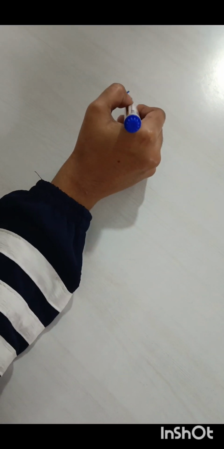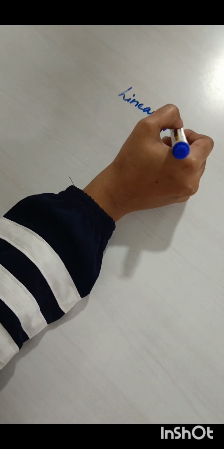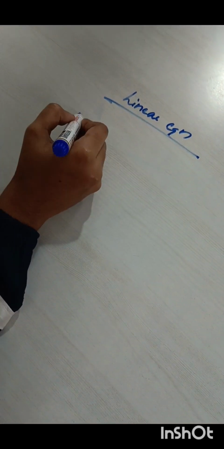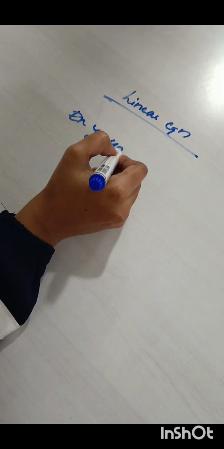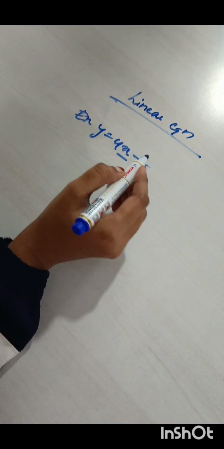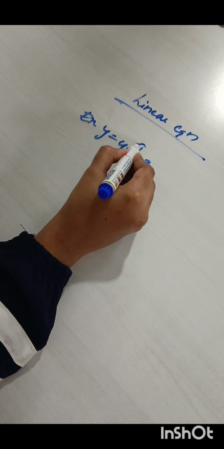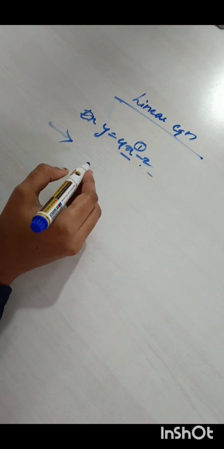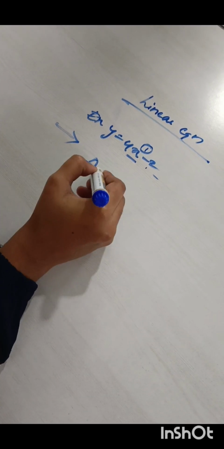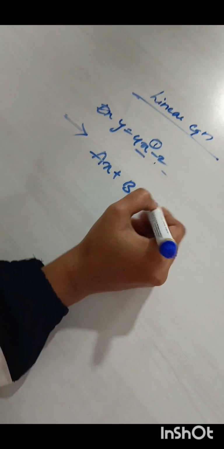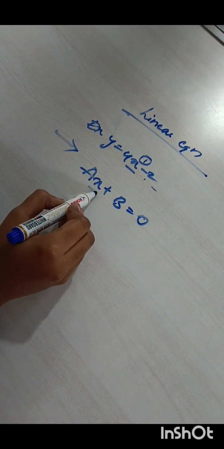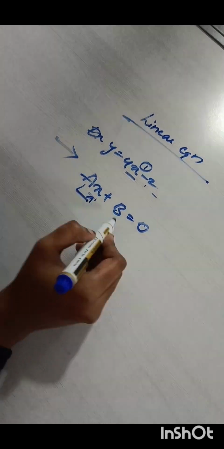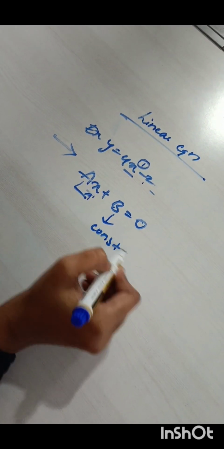Today I am going to tell about linear equation. Any equation in which the highest power of a variable is always equal to 1 is known as linear equation. The standard form of the linear equation is ax + b = 0, where x is a variable, a is a coefficient of x, and b is a constant.